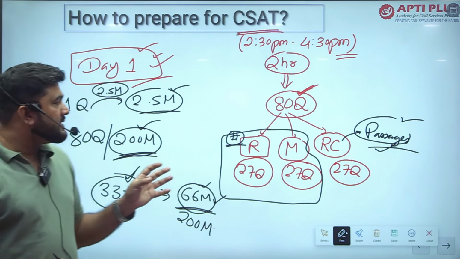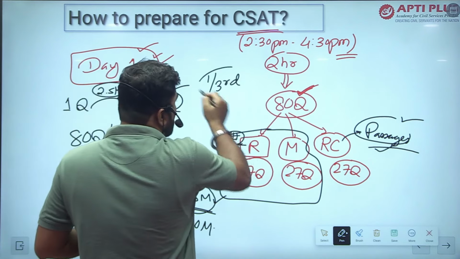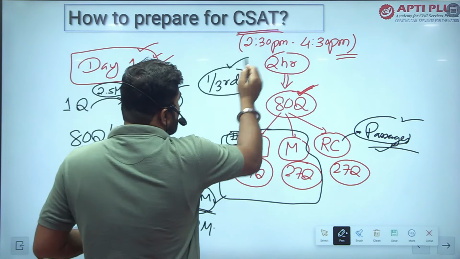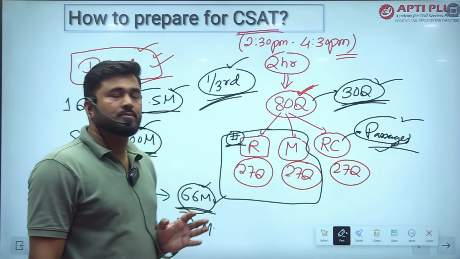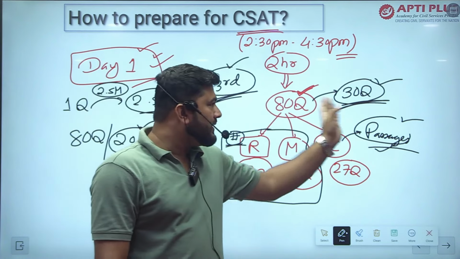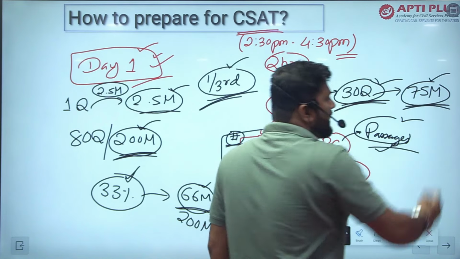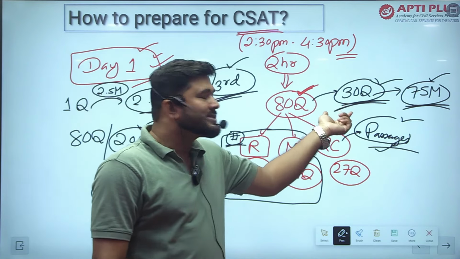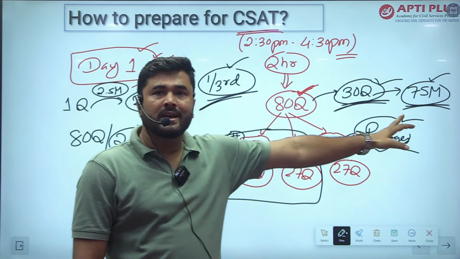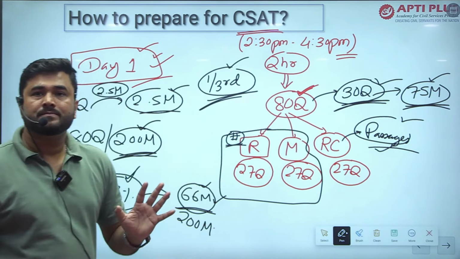If a student puts in one-third of the effort in the entire paper, meaning out of 80 questions, if someone solves 30 questions properly, then he or she can get very good marks. By solving 30 questions you get 75 marks, and the cutoff is fixed at 66. That's it. So just by solving 30 questions correctly, you get 75 marks, and that is a manageable score for qualifying this CSAT paper.